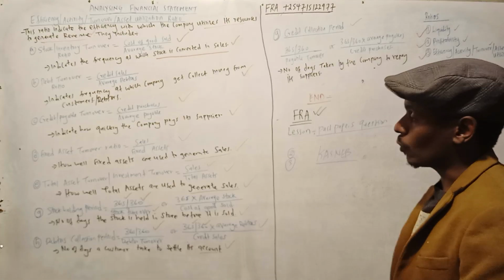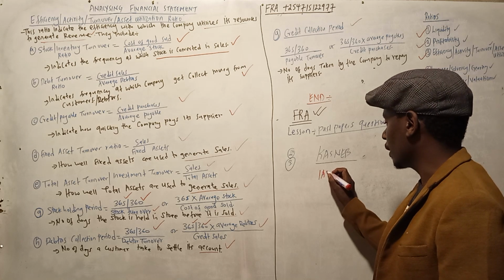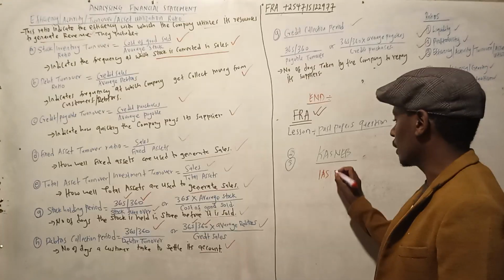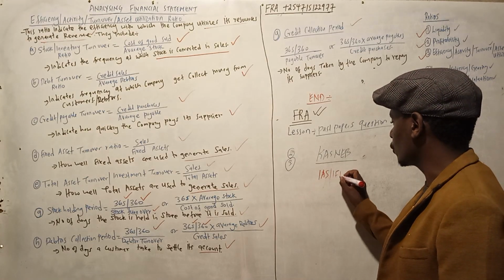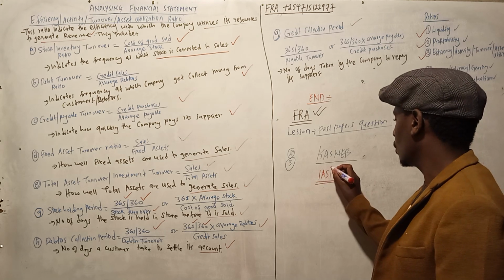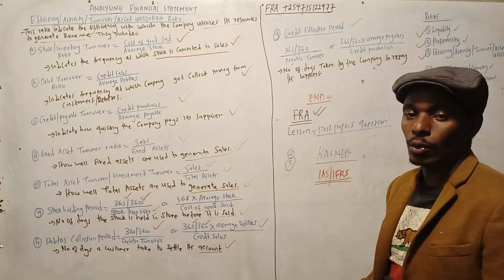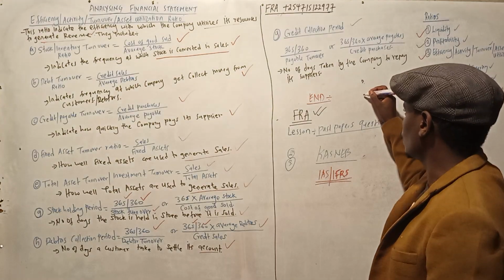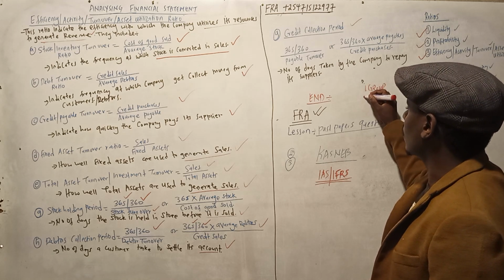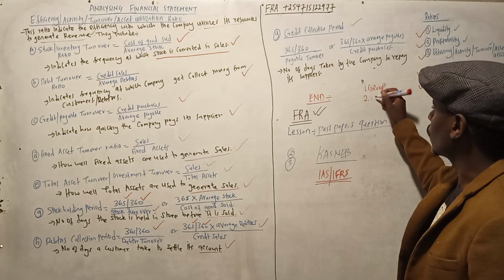When we finish that one, we shall go directly to IAS, International Accounting Standards, and International Financial Reporting Standards. This will be our focus once we finish this topic. We have done group accounts and cash flow, so that's good. Group accounts must be there in your exam. Cash flow, we have done.